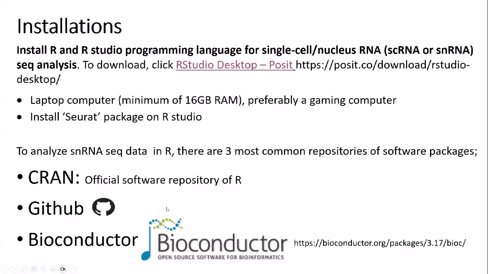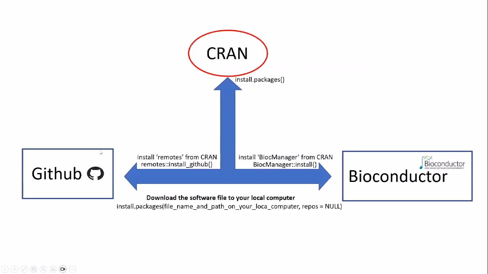For GitHub, GitHub is not the repository of R, but you can use packages that have been developed by other people on R. So if the package is built with R algorithm, then you can download those packages from GitHub and also from Bioconductor. These are just open source software for bioinformatics. So for you to install any software from GitHub, you have to communicate from CRAN, which is the official repository of R. You have to communicate with GitHub.